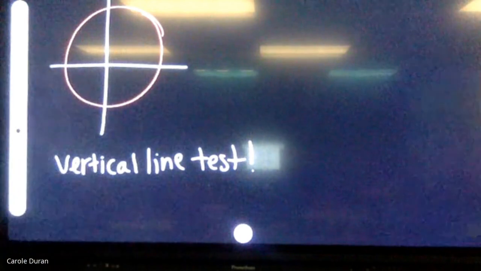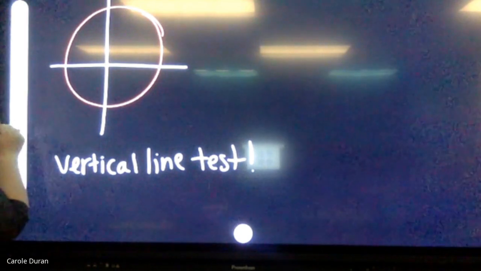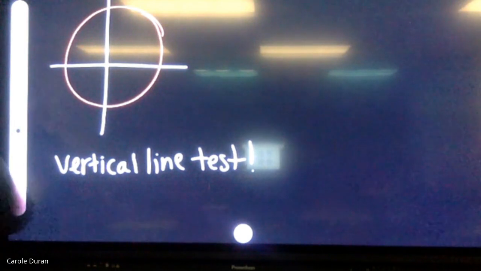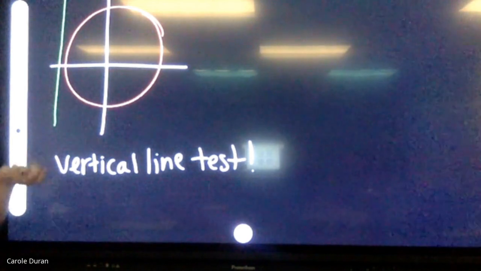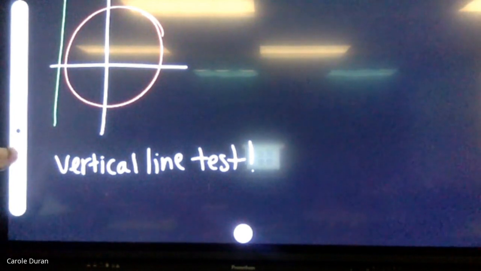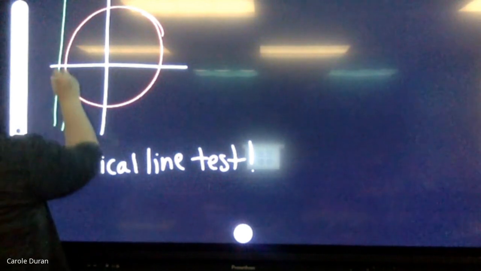So on this circle, I'm going to go ahead and draw a vertical line, and we're going to see if it passes or fails. Okay, so I drew a vertical line. It's my green one. Did it pass through my graph more than one time? No. So I automatically passed the vertical line test, right? No. We keep testing until all of our lines pass or we get one that fails. So then I go ahead and I draw another one.